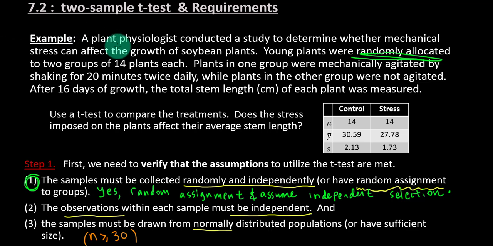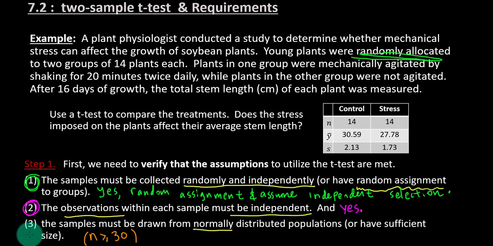For the second requirement listed, the individual observations should be independent. I think that is a fair assumption, that the growth of one plant is not influencing the growth of a second plant. And so that property of independence is being applied to the individual plants.